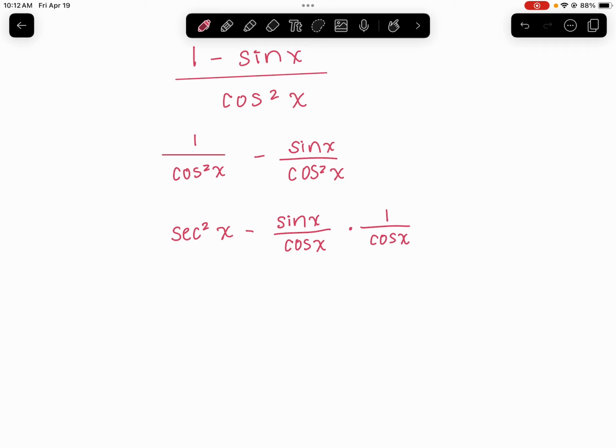And let's see if we can rewrite these in terms of other trig functions, so that way we eliminate our fractions. So my secant squared is going to stay there. Sine over cosine, that's tangent. So I have tangent of x times 1 over cosine, that's secant. So then we have tangent x times secant of x. And we no longer have fractions, so we are finished.